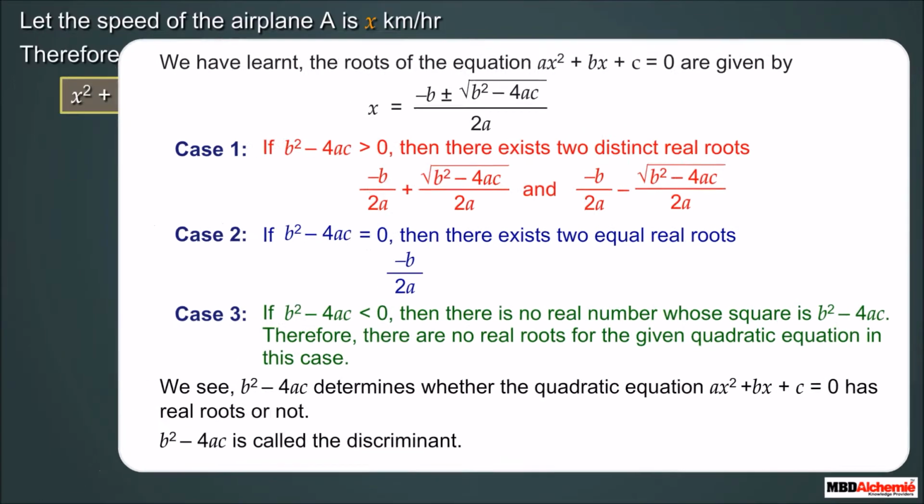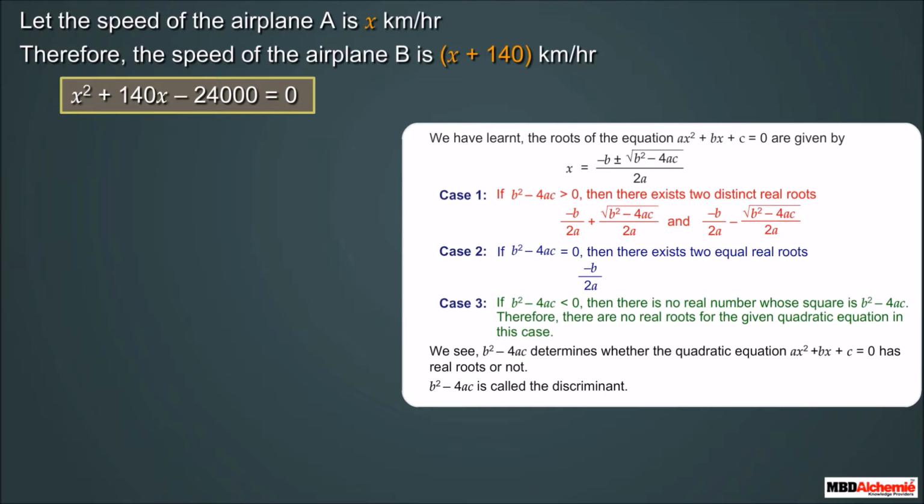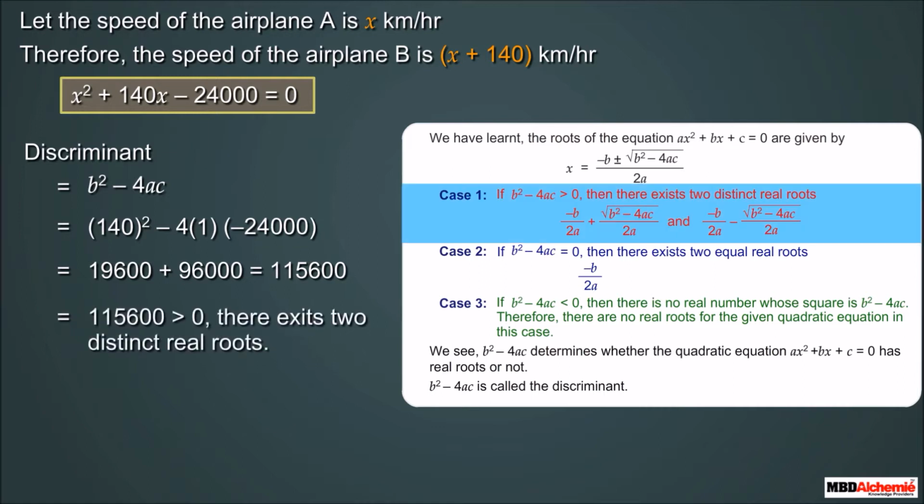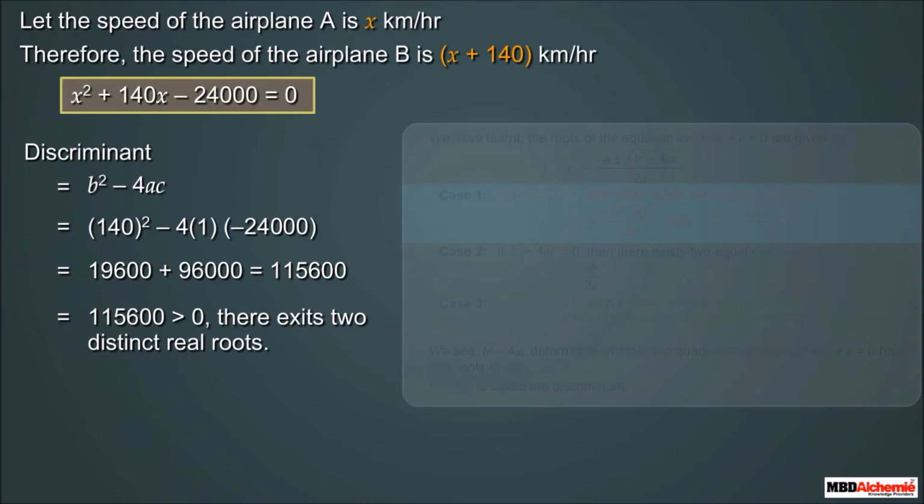Here, the quadratic equation formed is x square plus 140x minus 24000 is equal to 0. We find its discriminant, that is b square minus 4ac. 140 square minus 4 into a into minus 24000. We simplify this and get 115600. So, we get a discriminant greater than 0. It means there exist two distinct real roots.